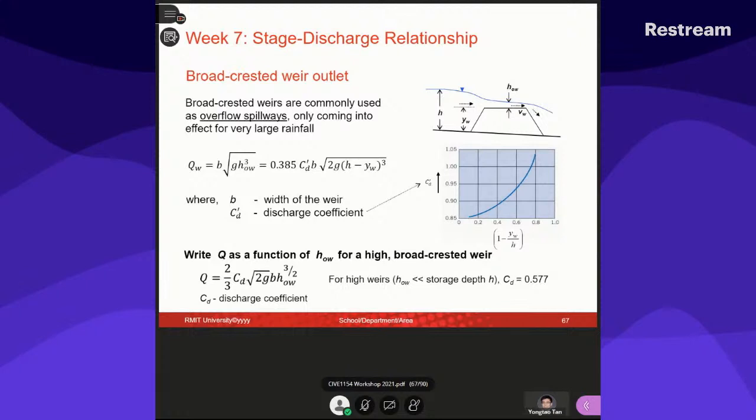Let me check. Okay, yeah, after the calculations, these two coefficients are very close. Be careful, in these slides I made updates. The CD is what we call the discharge coefficient, and these two CDs are actually different.